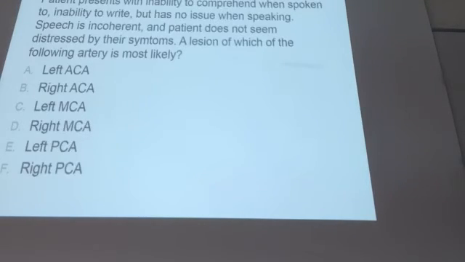Is Broca's and Wernicke's on the left always? Broca's and Wernicke's is on the left in 99% of patients. So there's nothing on the right? On the right, we'll learn that next year, but for your purposes, there's nothing that you need to know on the right.